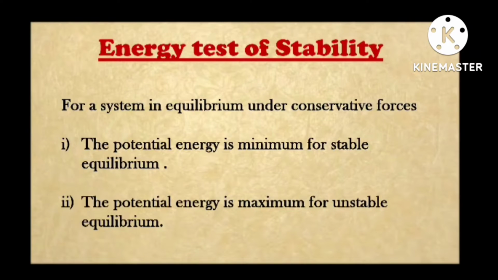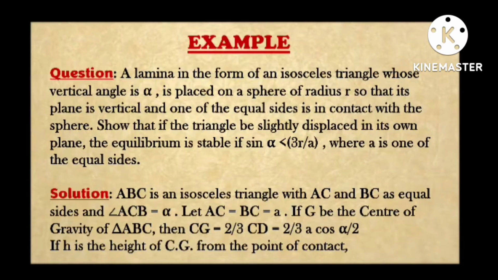Energy test of stability. For a system in equilibrium under conservative forces, the potential energy is minimum for stable equilibrium and the potential energy is maximum for unstable equilibrium. Now here's an example based on the theory of equilibrium.